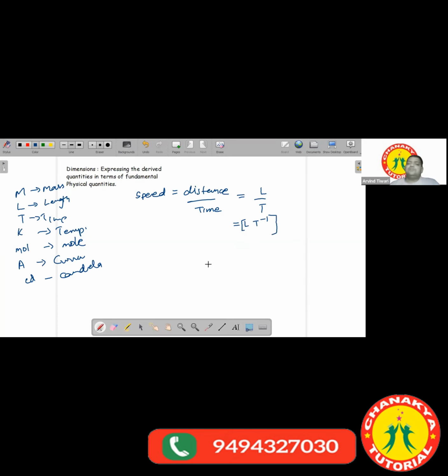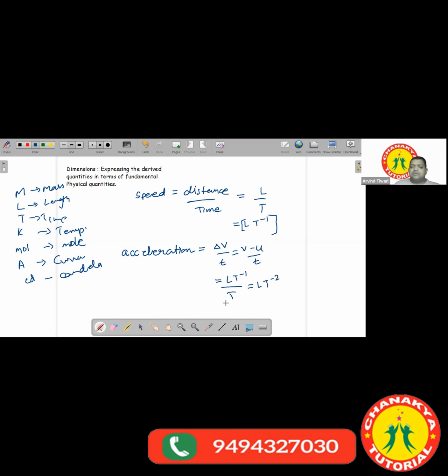In a similar way, can you tell me what will be the dimensions for acceleration? LT minus 2. Since acceleration we write as change of velocity, delta V over T, which we can write as V minus U over T. V and U have the dimensions LT minus 1. So LT minus 1 divided by T will give you the dimensions LT minus 2.